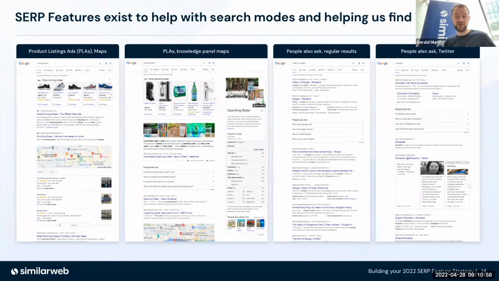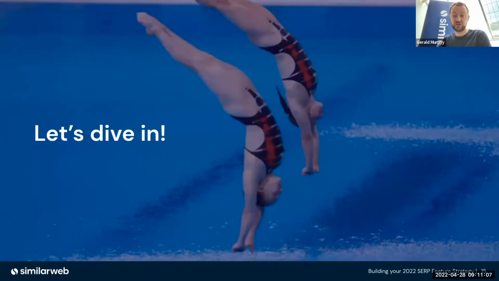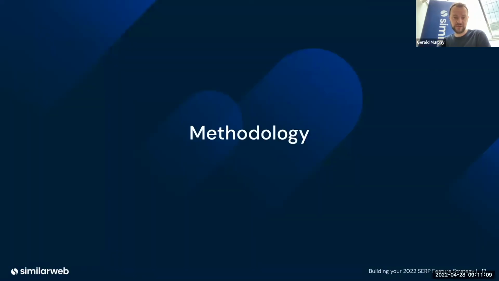We're going to be showing you all of these different little elements by industry so that you can start to understand what key things are actually happening for each of your industries. So let's dive in so you can win the SERPs.